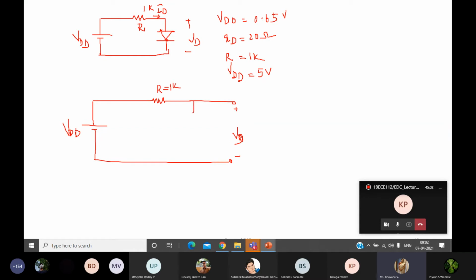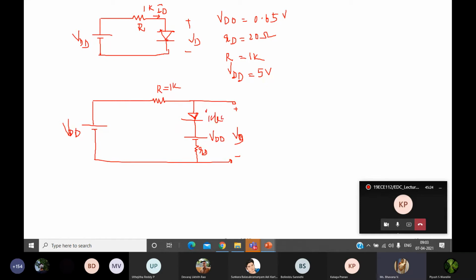Now this diode has to be modeled using the piecewise linear model. How will you draw? For that only I taught you the equivalent circuit. You will be having an ideal diode, you have an intercept VD naught, and you have a resistance RD. Yes or no? Yes, ma'am.